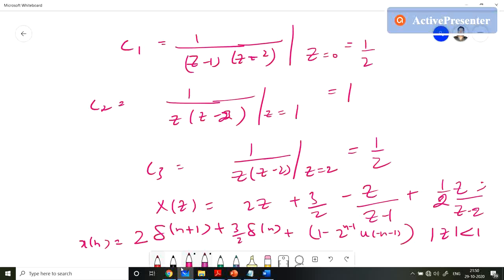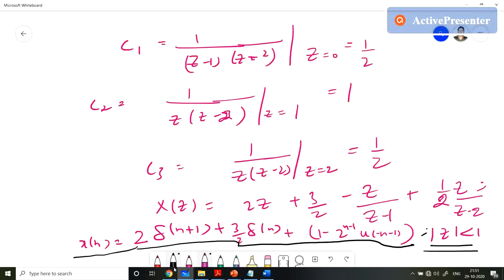Please check this. This is the final answer. So this is the value of xn. So what is xn? xn is 2 delta[n+1] plus 3/2 delta[n+1] minus 2 raised to the power n minus 1 u[-n-1], and the ROC is modulus of z less than 1.